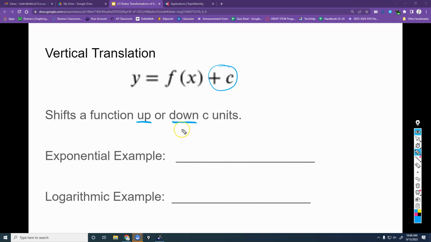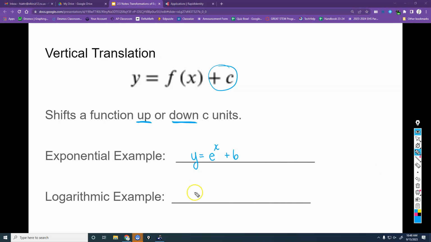So just to give you an example of what this looks like for an exponential, let's say we have y equals, it could be any base. I'm going to use an e to the x power. If I had a plus 6 over here on the end, that would move the graph up 6 units. Okay, notice that 6 is not in the exponent, it's just a 6 over here on the end.